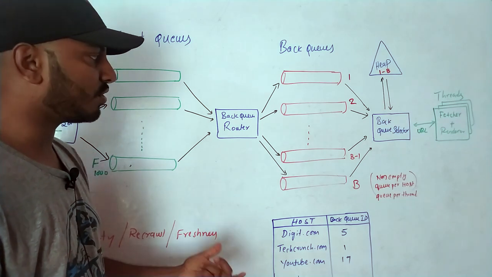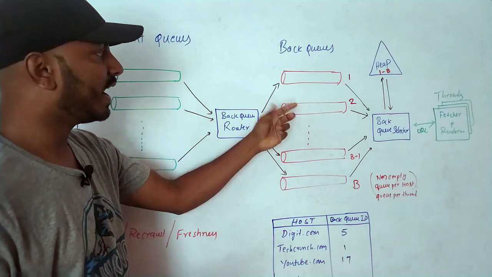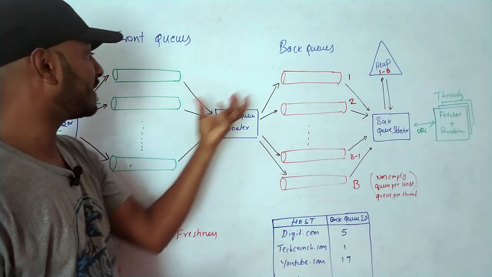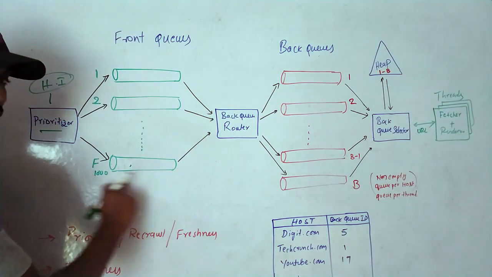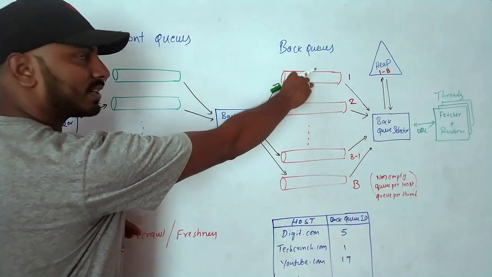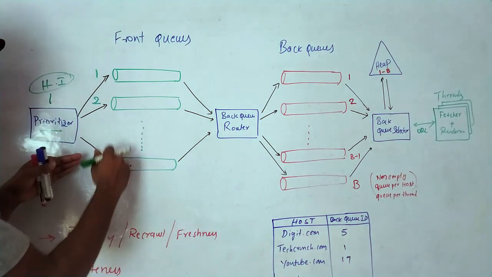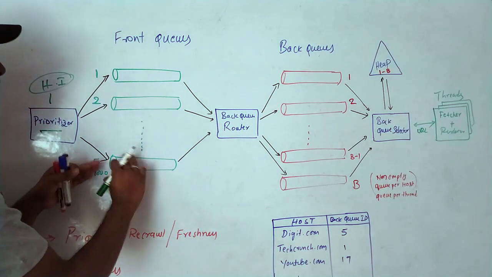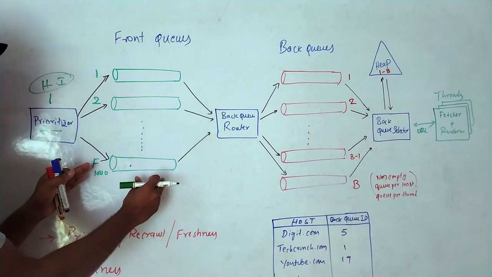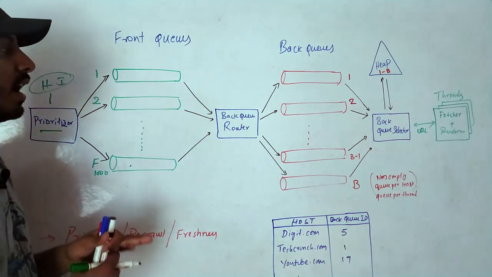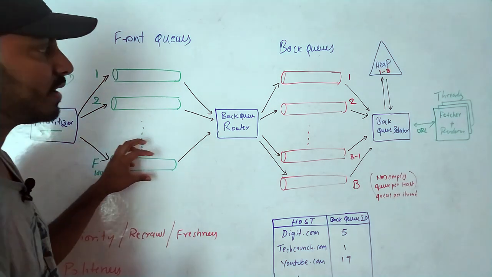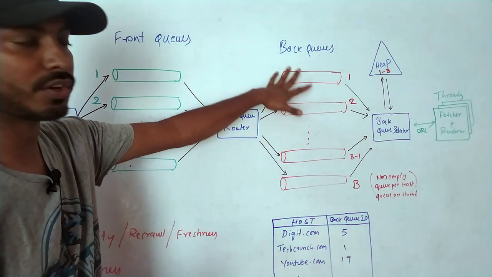How does it know? It keeps on monitoring the queues and their size. Whenever a queue is empty, it basically pulls from the higher priority queues and pushes the URLs here. There are chances that these queues might be empty because we pulled a lot of URLs from the higher priority ones. These are likely to be empty, but not these ones. So the backQueue router will pull the higher priority URLs and put them into these queues.